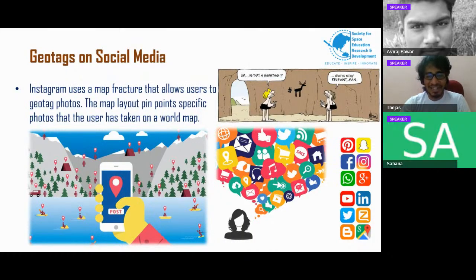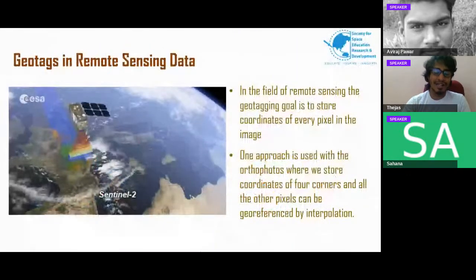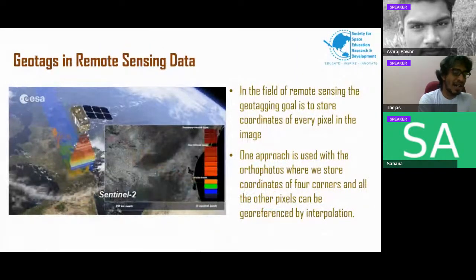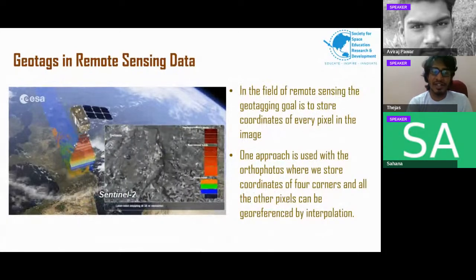Thank you, Sneha, for that wonderful information on geotagging on social media. So yeah, it's not just social media and these other platforms that geotags are used in.